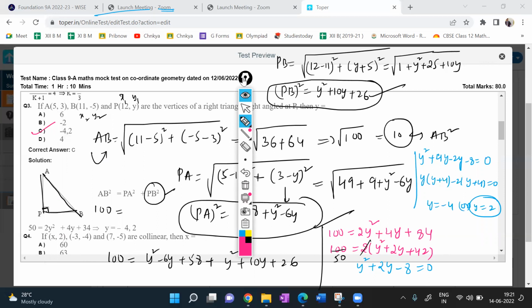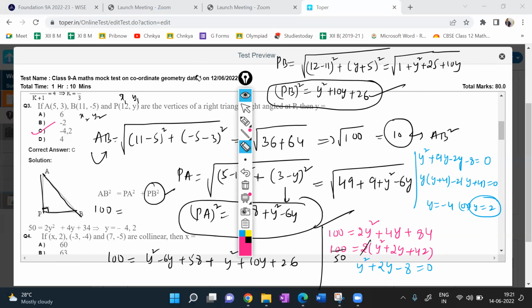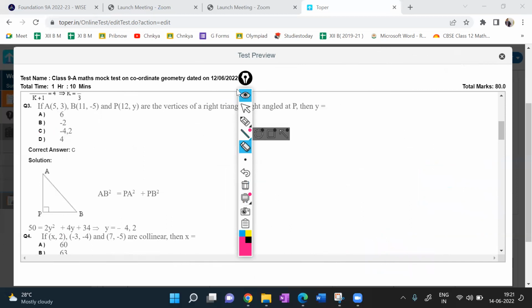Let me clear the screen. Shall I clear the screen? Shall I clear the screen or not? Yes, sir. Okay. Next.